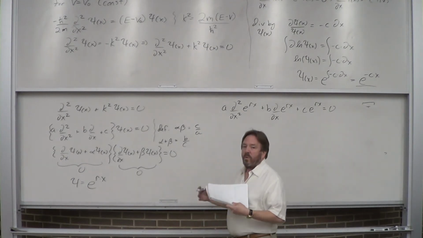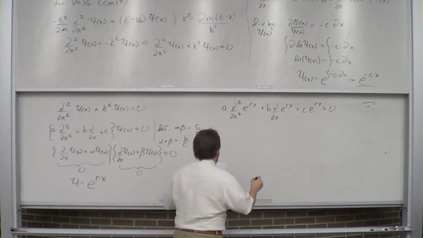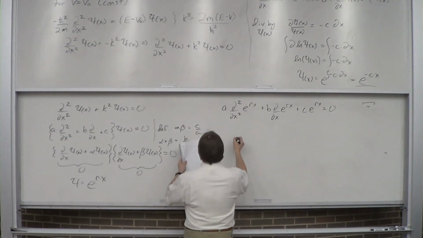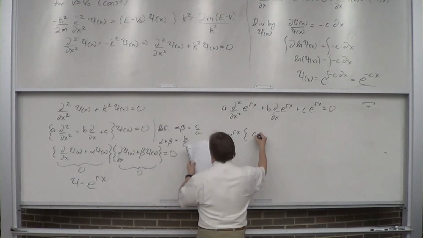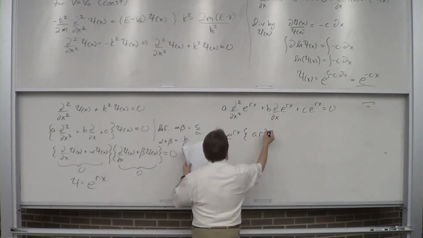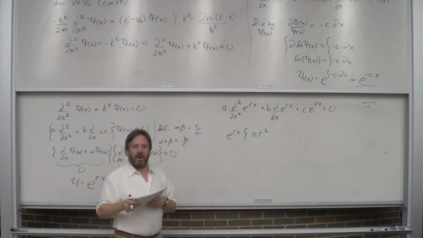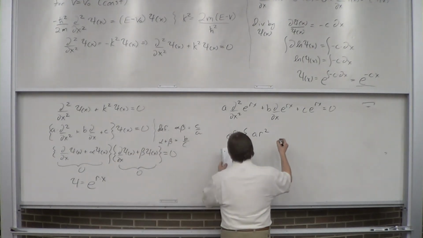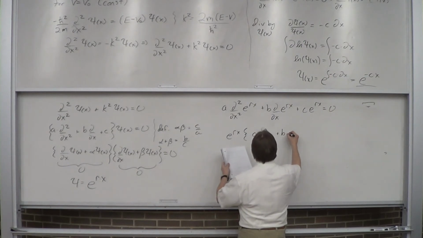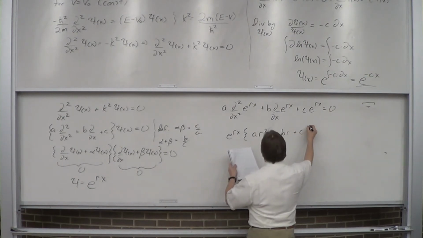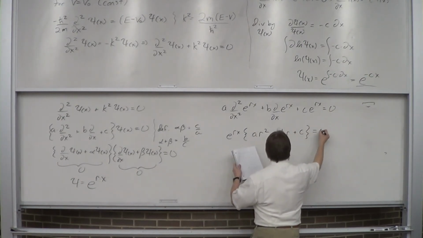Okay, nothing is more simple than the derivative of an exponential. So what do we get? I'm going to factor it: e to the rx times (a r squared, since the double derivative of e to the rx is r squared e to the rx, plus br plus c) is equal to 0.